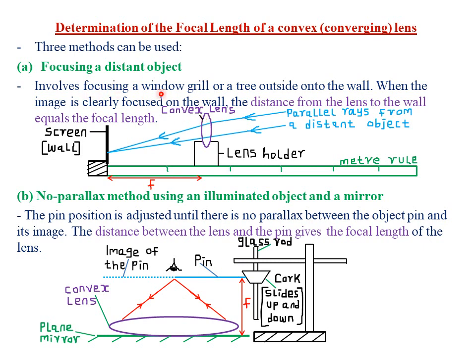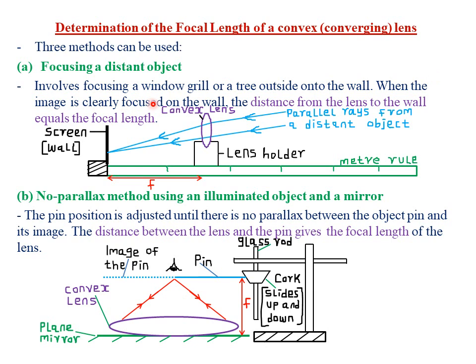It involves focusing a window grill or a tree outside onto the wall. The tree or the grill in this case represents our distant object. Then we simply use our convex lens to focus the image of that particular tree or grill onto the wall. The wall in this case represents our screen, the point where our image is actually formed. Remember, because we are using a convex lens, we expect a real image to be formed on that screen.